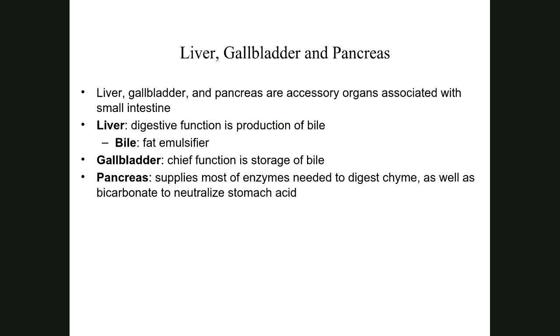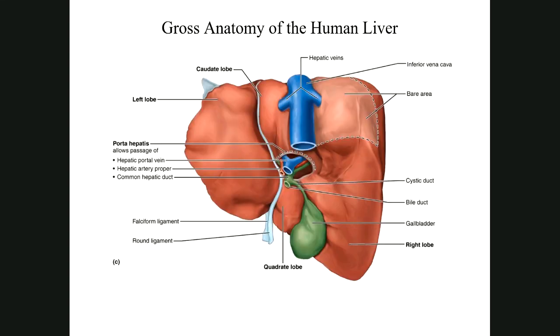The liver. Gross anatomy. You can see that it's a big organ, right? It can weigh up to 3 pounds. It consists of 4 primary lobes. We have the left lobe, right lobe, caudal lobe, quadrilateral lobe.